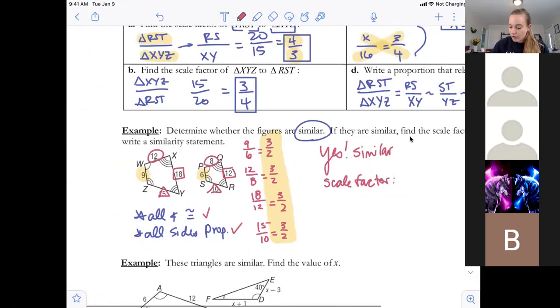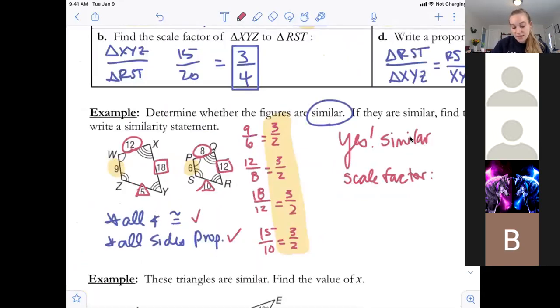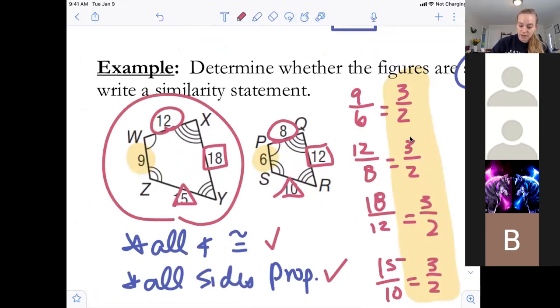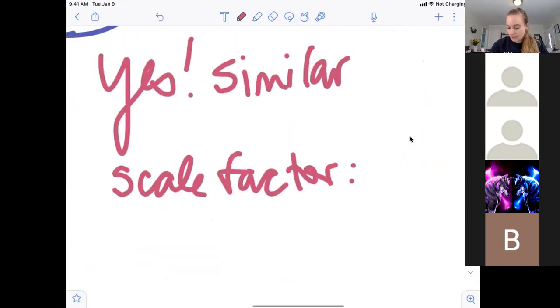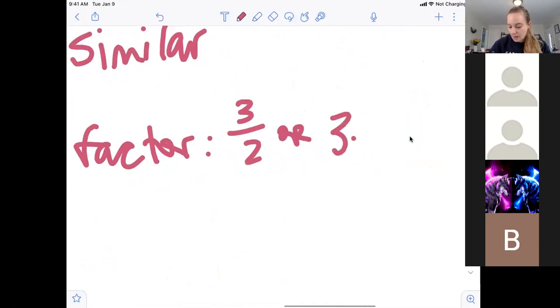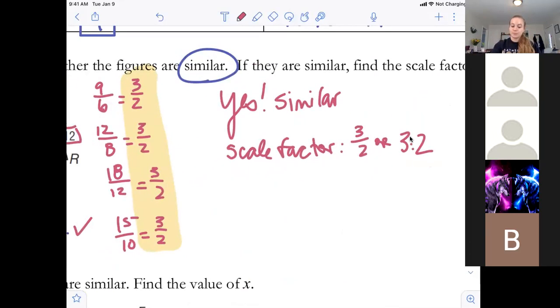It does say from WXYZ to PQRS, and we did that the whole time. We went from the first shape into the second shape. So we set ourselves up for success. If it said it the other way, we would just have to do 2 over 3. You also could write it with the little colon if that makes you happy. So either answer is acceptable, 3 over 2 or 3 to 2.